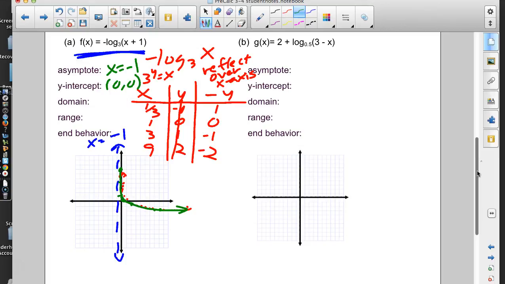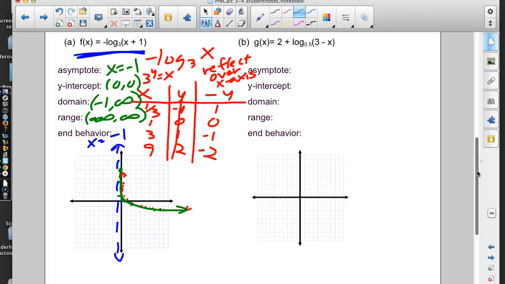Domain. Negative 1 to infinity, not including that negative 1, because that is an asymptote. Range? All reals. Negative infinity to infinity. Does this have two end behavior statements? Yes.